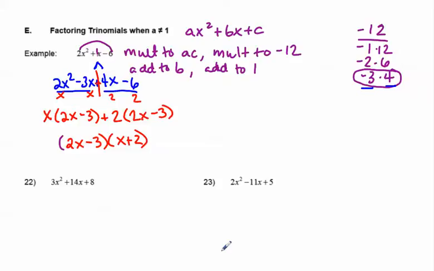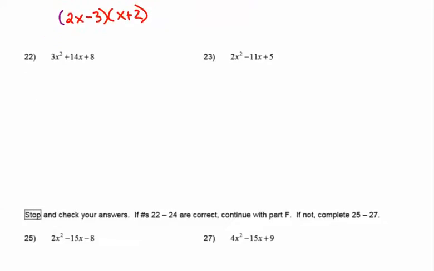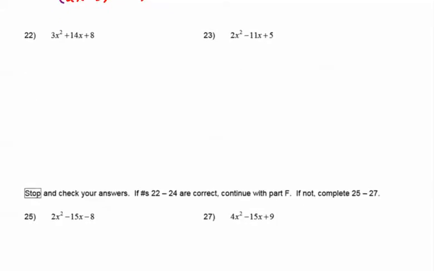So at this point you want to stop the video and you want to try to do problems 22 and 23 on your own, and check your answers then with the video. Alright, so moving on to 22 and 23. In problem 22, we're trying to find two numbers that multiply to 3 times 8, which is 24. And then those same numbers they have to add to 14.